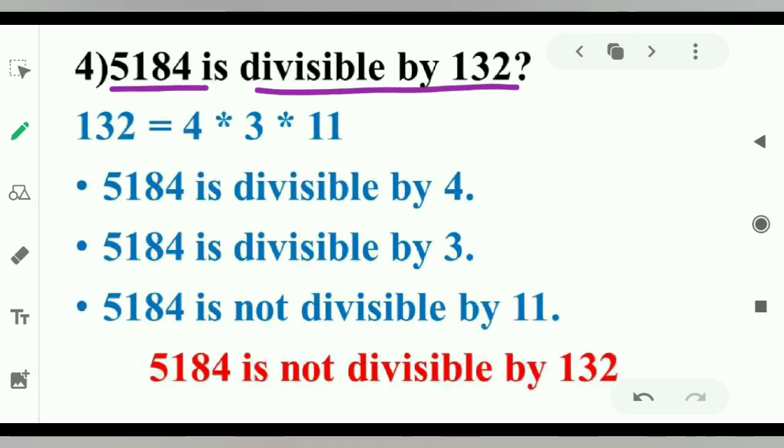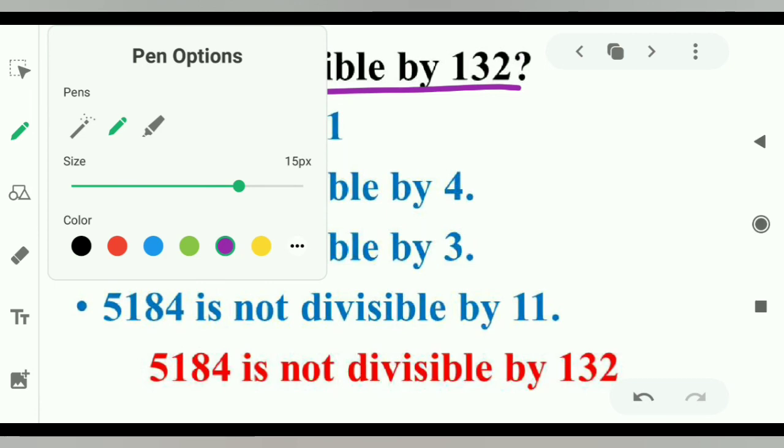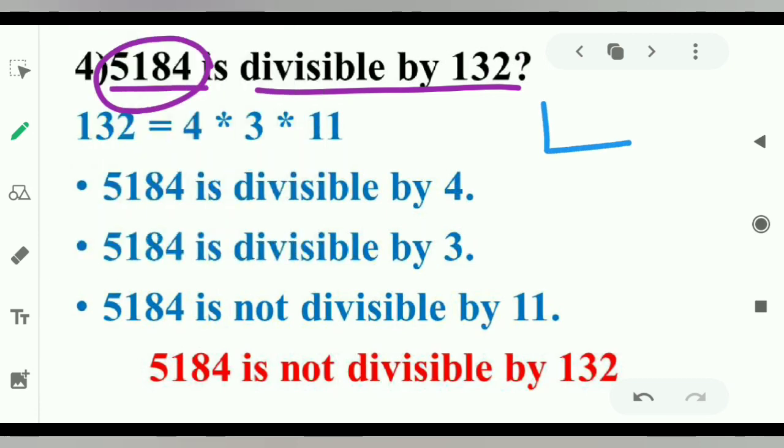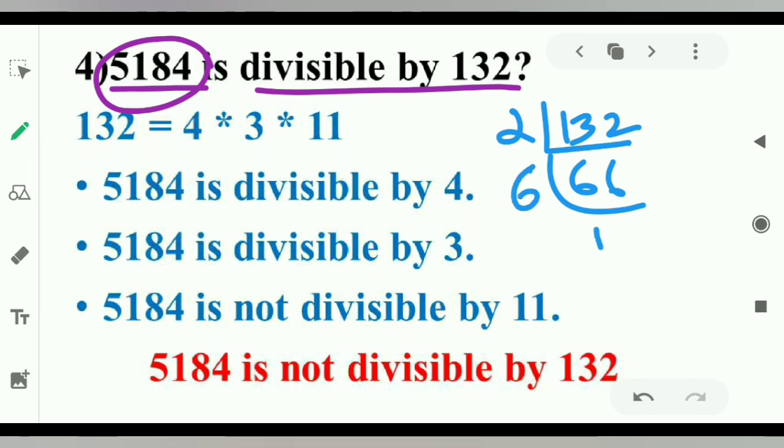Is 5184 divisible by 132? So we have to find whether 5184 is divisible by 132 or not. In order to find that, first we have to split 132 into simple numbers. How can we write 132 in the form of simple numbers? To know the factors of 132, we calculate like this: 132 is divisible by 2, 66, again by 6, 11.